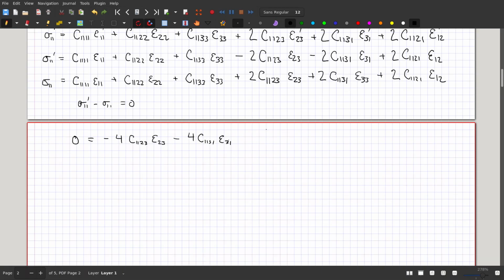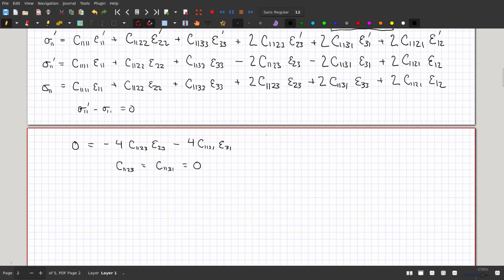So the only way that can happen for any arbitrary strain measure is if the coefficients C1131 and C1123 are equal to 0. So C1123 equals C1131 equals 0. All right.